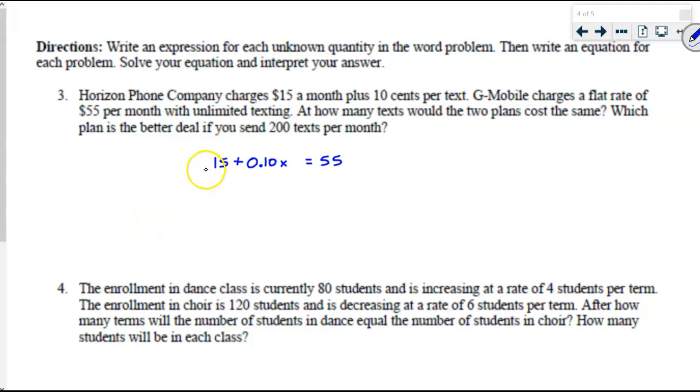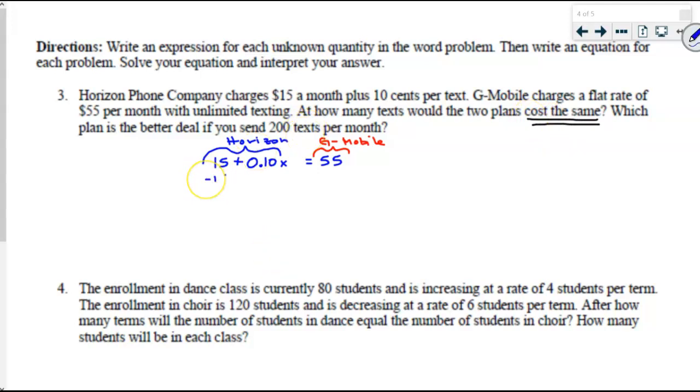So again, let's take a look. This right here tells me what Horizon's phone plan is, how much we're spending with Horizon. And this amount here is the flat rate for G-Mobile. We don't have to pay any extra for any extra text, but notice that the cost is significantly higher right out of the gate. Horizon, much lower cost, but we're paying for every single text that we send. So we set them equal because we're trying to figure out when the two plans are going to cost the same. When are they equal? When are they balanced? Now we have an equation to solve.